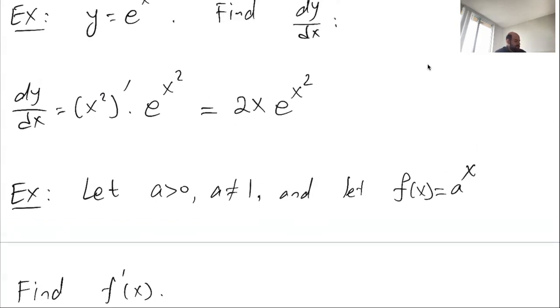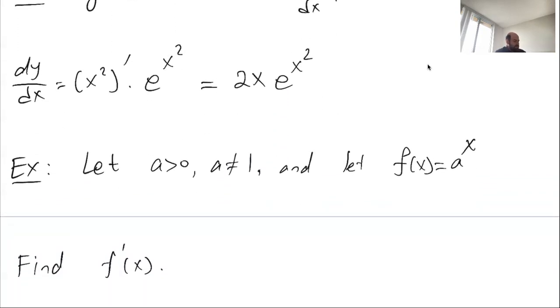Now, how can I use the chain rule to find this derivative? Well, we know the derivative of e to the x, and we also know the derivative of e to the u. So if I can write f of x as e to some power, then that would be great. Then I can find the derivative. So do you think we can write a to the power x as e to some power?